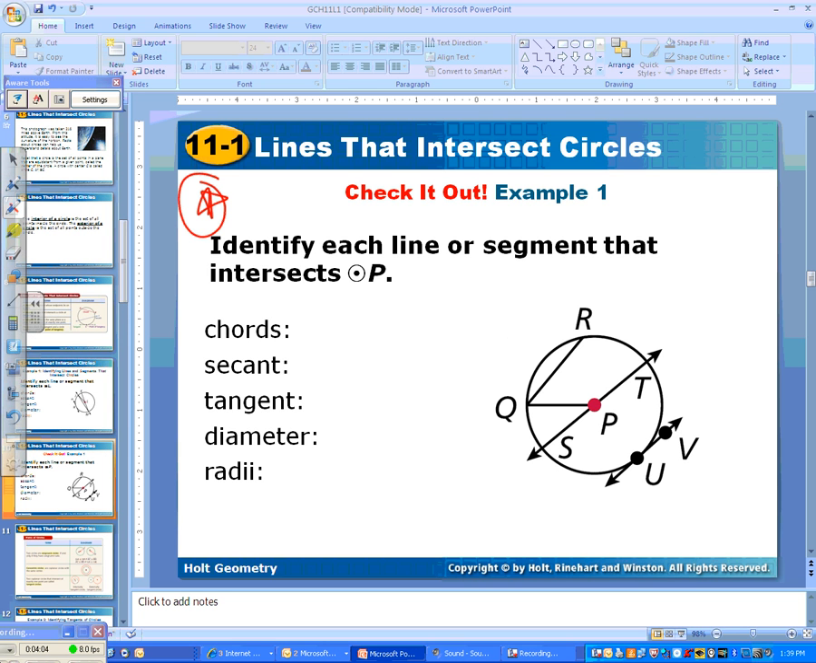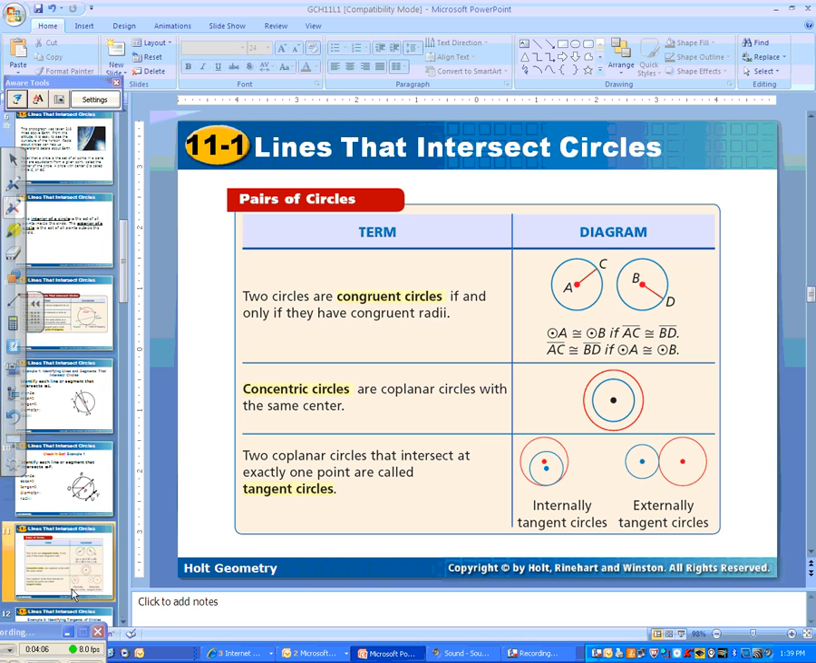Slide 10. Okay. Some more vocab. We have congruent circles, or circles that have congruent radii. So they have the same radius, and that means it's the same exact circle. If you cut it out and put it on top of the other one, it would be exactly the same. Concentric circles are coplanar circles with the same center. So it reminds you of a dartboard. They have the same exact center. They're just not congruent, so one's a little bigger than the other one.